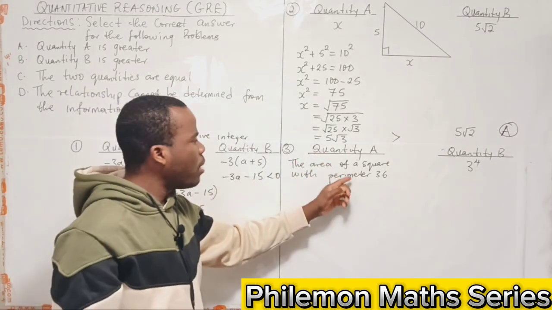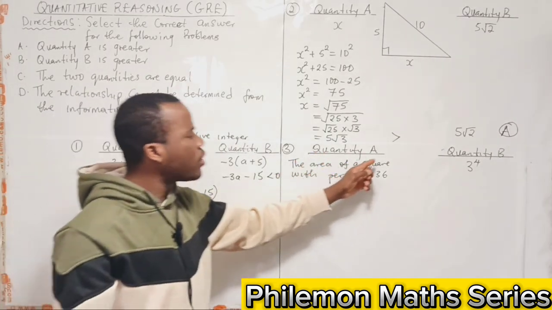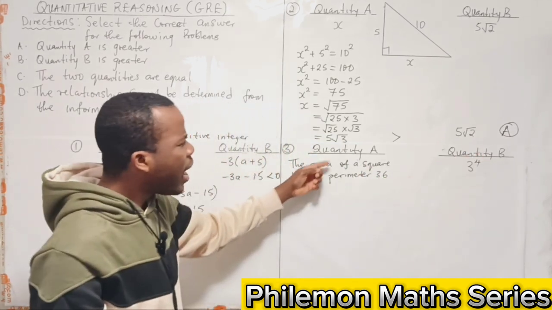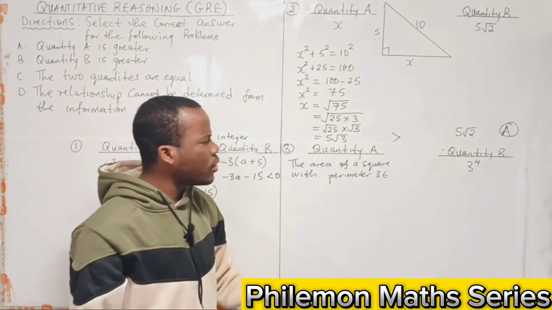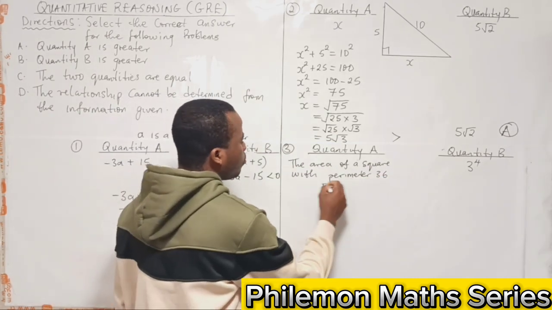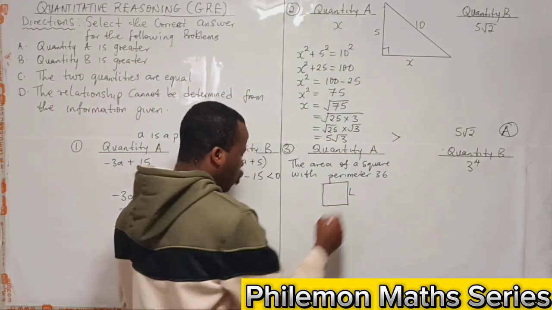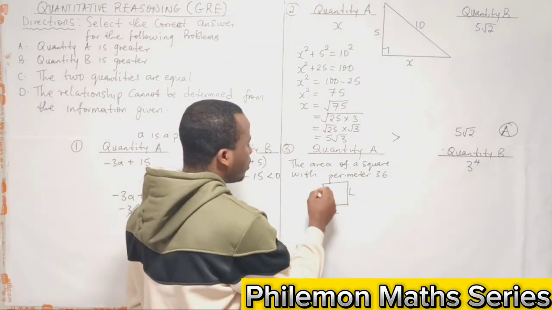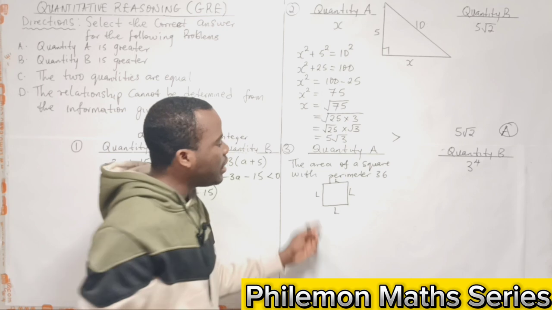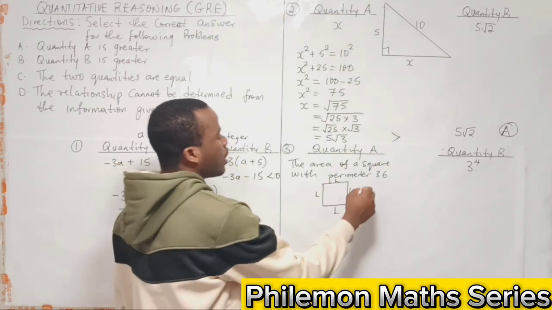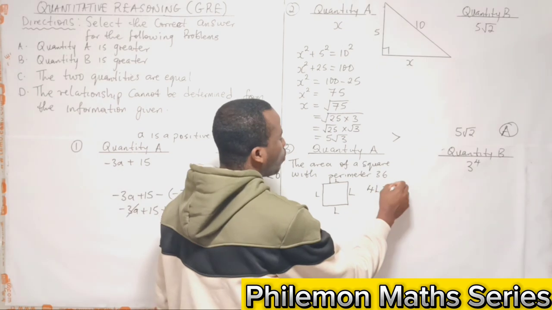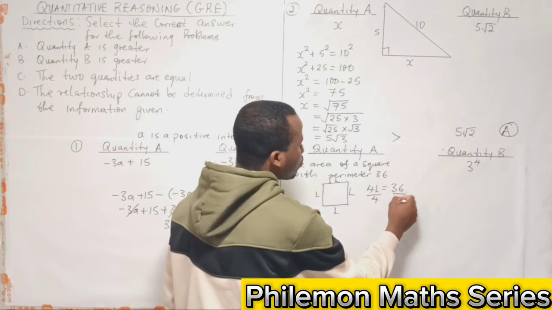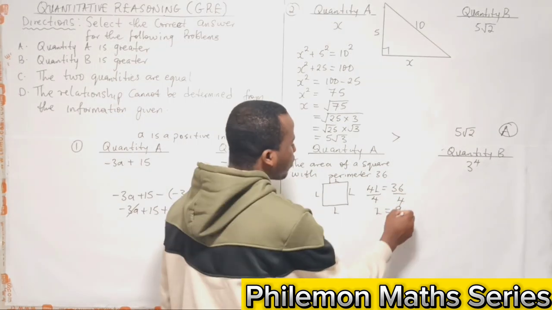So the next problem says quantity A is the area of a square with perimeter 36 and quantity B is 3 to the power of 4. The area of a square with perimeter 36. The perimeter of a square with length L. You remember that in a square, all sides are equal. So this is L, this is L, this is L, this is L. So the perimeter is the distance around the square. So in this case, you have that 4L is equal to 36. So to find what L is, we divide both sides by 4. So we have that L is 9.